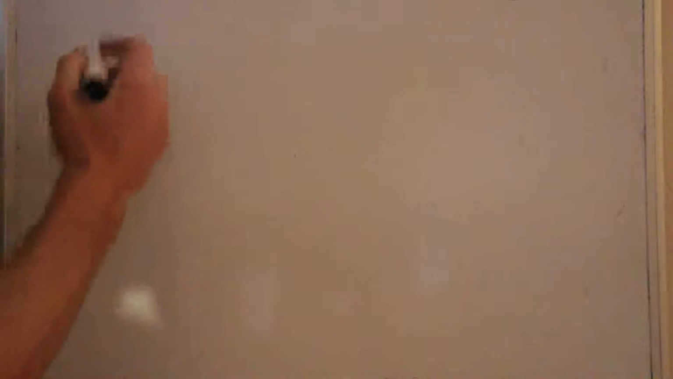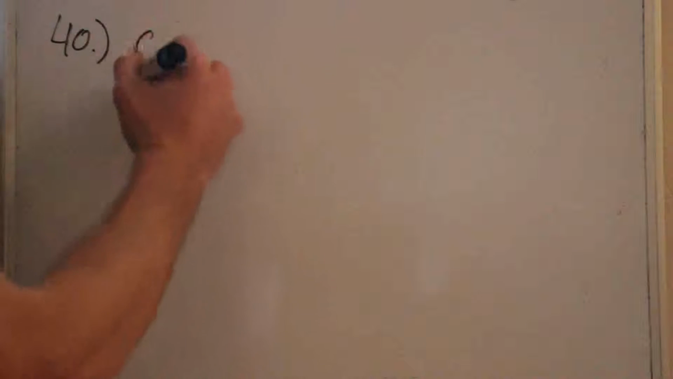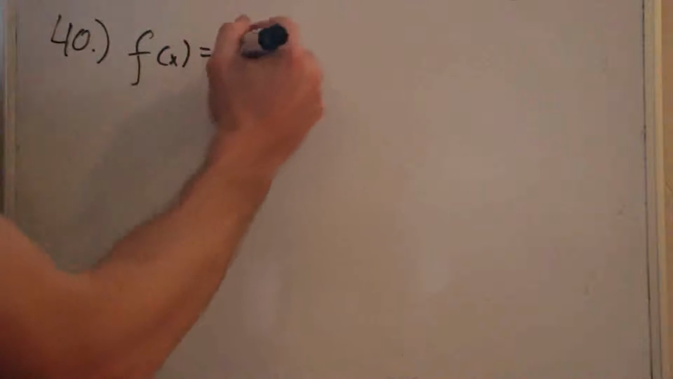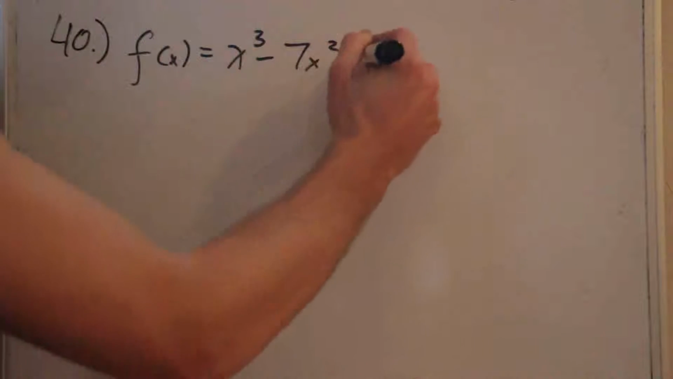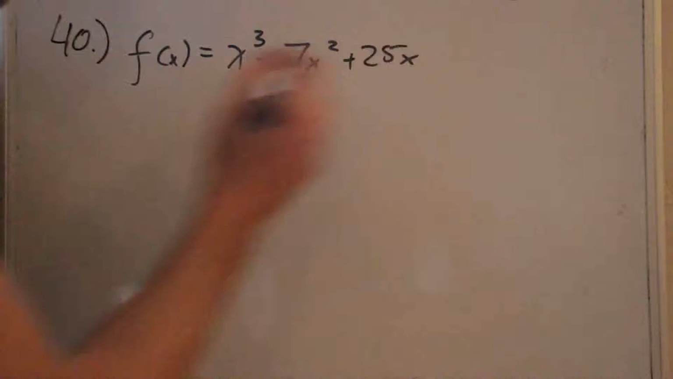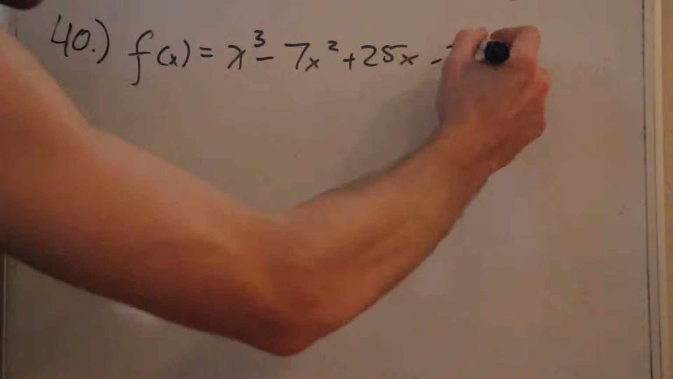Okay, next one, number 40. This one is an interesting question. f of x equals x cubed minus 7x squared plus 25x minus 39.